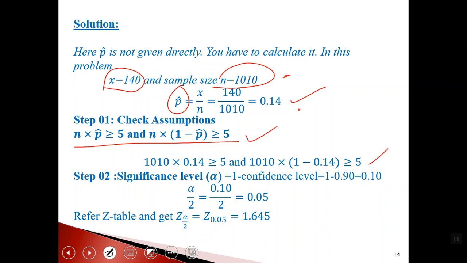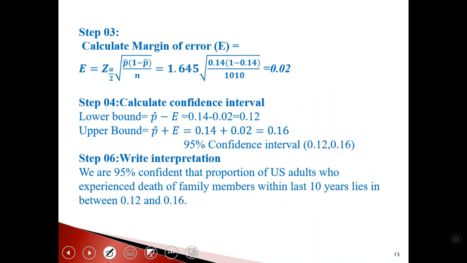Then next step, find the significance level. On the last page I showed you guys how we find the significance level. They have given a confidence level of 90%, which means 0.9. So 1 minus 0.9 is your alpha. Alpha is 0.1 here. So you have to take alpha over 2, which is 0.05. Then go to the table and find C alpha over 2, which is 1.645.